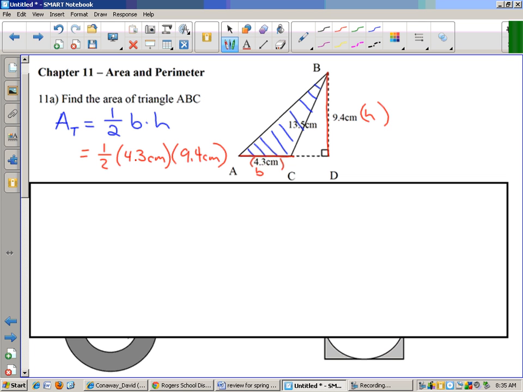Multiply that out, and if you guys will assist me with the calculator work, 1/2 times 4.3 times 9.4, somewhere in the neighborhood of 17, I think. 20.2, man, I was way off. Is that approximately, or is that its actual equal? No. 20.21 centimeters squared. 20.21 centimeters squared. Okay.